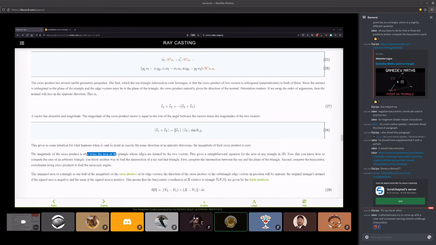The magnitude is twice the area of the triangle whose edges are formed by the two vectors.